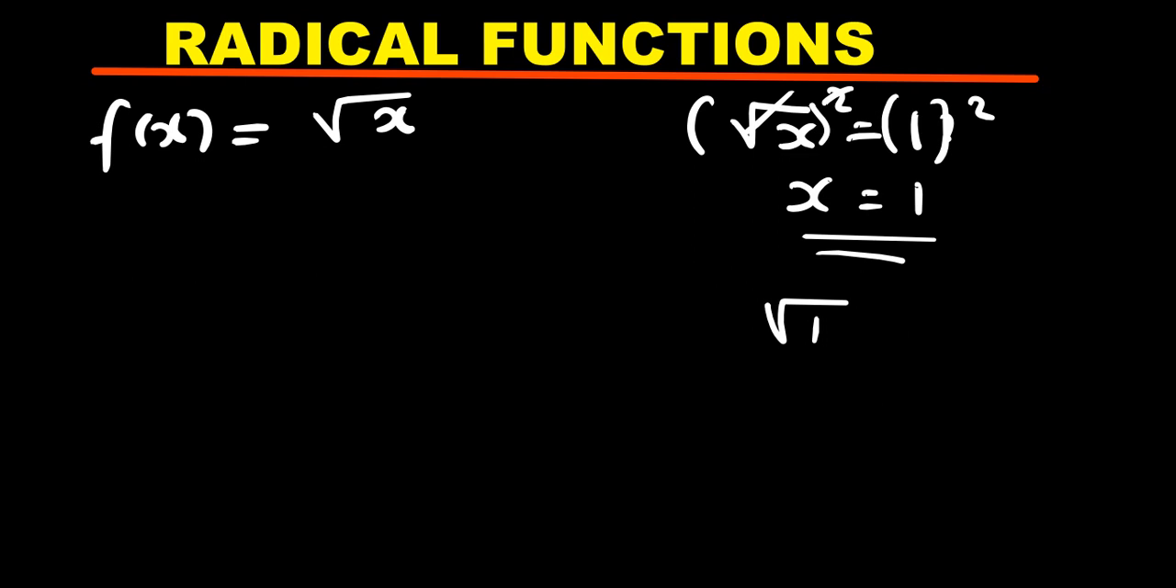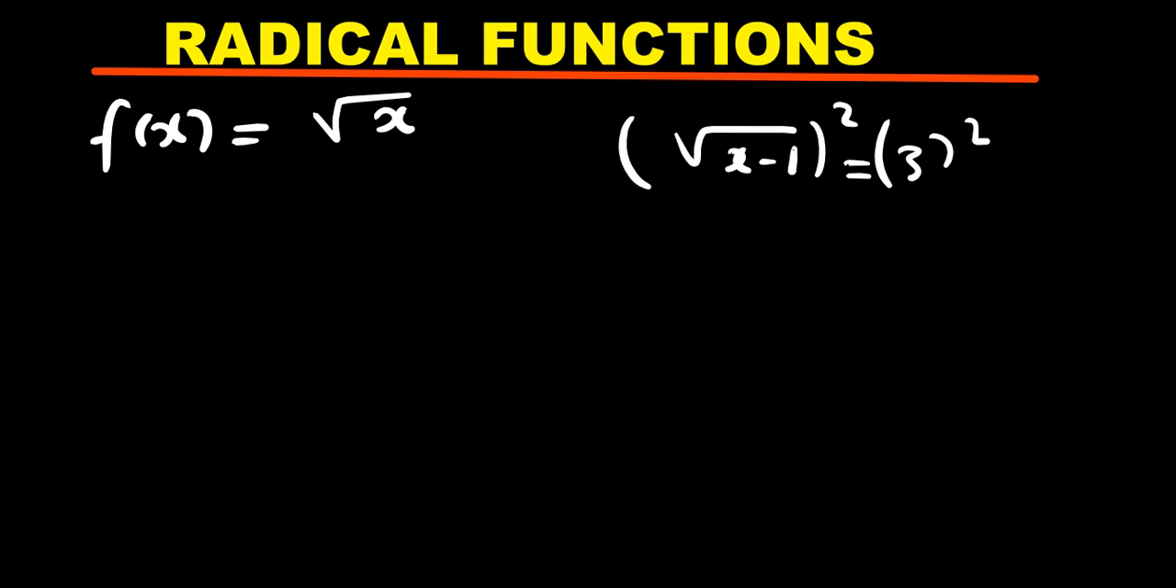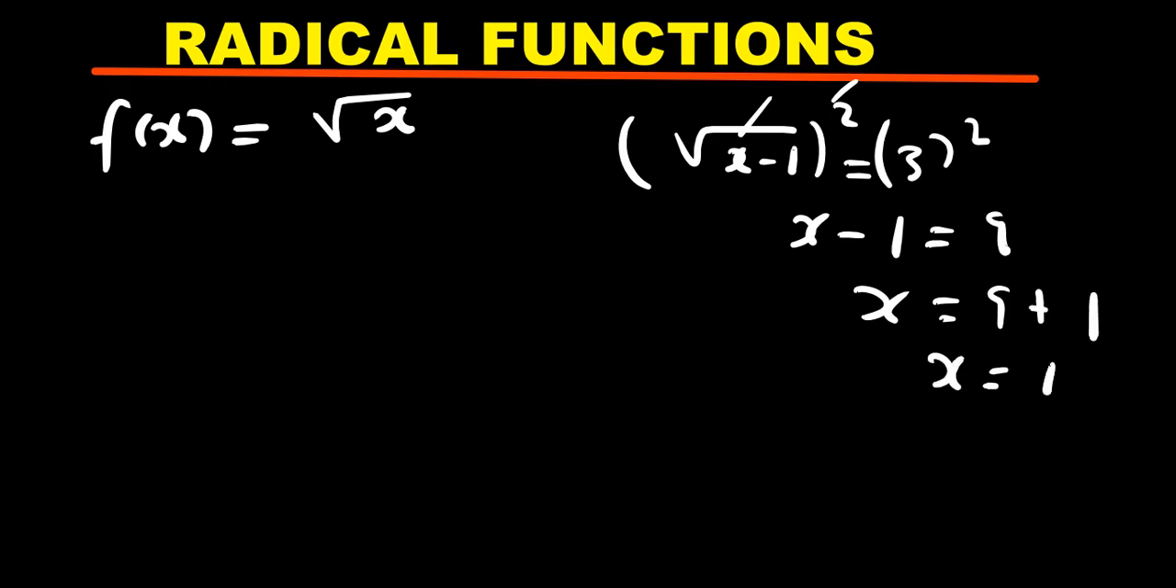So that's how we solve radical equations. As simple as they may look, sometimes they might complicate them, but just know. If I say the square root of x minus 1 is equal to 3, what am I going to do? I'm just going to square both sides. The square and the root will cancel, so you have x minus 1 is equal to 3 squared, that is just 9. So x is just equal to 9 plus 1. x is equal to 10.